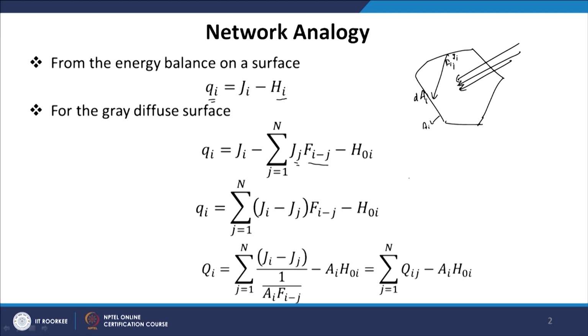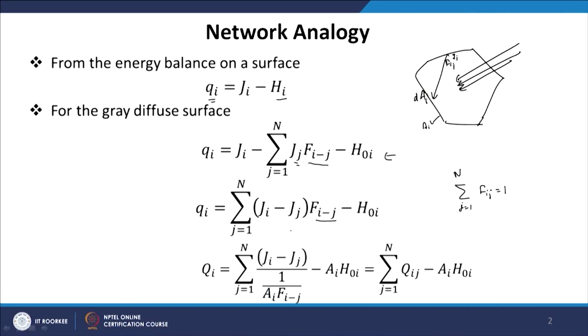We can also write this expression as Qi equal to summation j equal to 1 to n of (Ji minus Jj) Fij, the reason being the summation rule, summation j equal to 1 to n of Fij is equal to 1. So, using this summation rule and substituting it in this equation, we can write down Qi in terms of the difference between the radiosities of two surfaces. So, Ji minus Jj is the difference in radiosities between the two surfaces, and multiplied by the view factor between the two surfaces, we can write down the heat flux on surface i, and definitely the outside irradiation H0i.